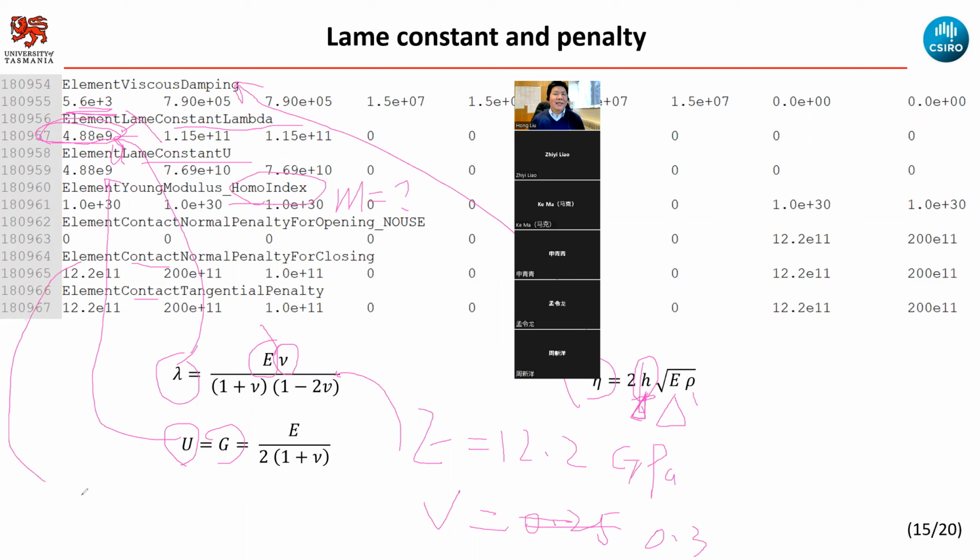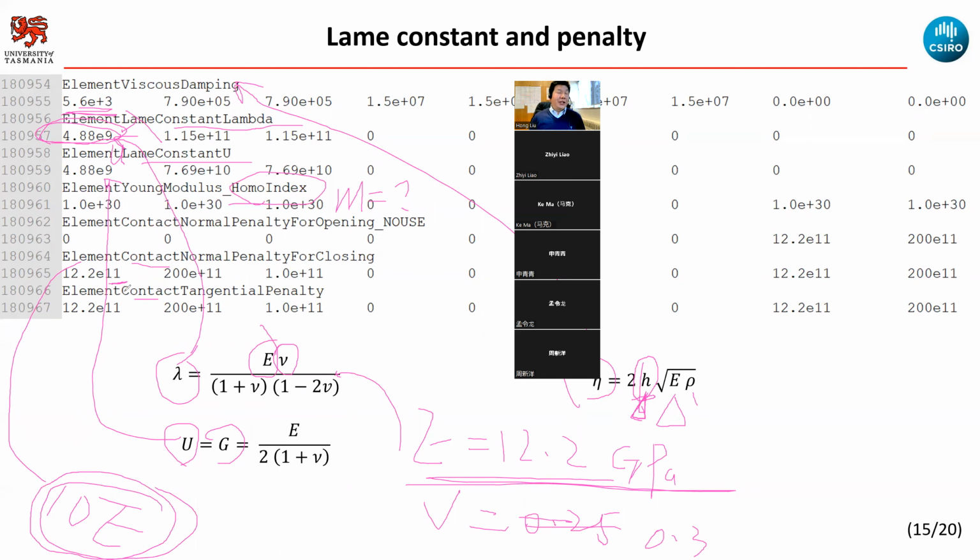We make this 10 times the elastic modulus, which is 12.2 gigapascals. So that's E multiplied by 10. Sorry, I have 100 here, but according to our parametric analysis, 10 times E is sufficient. It's unnecessary to use 100 times E.